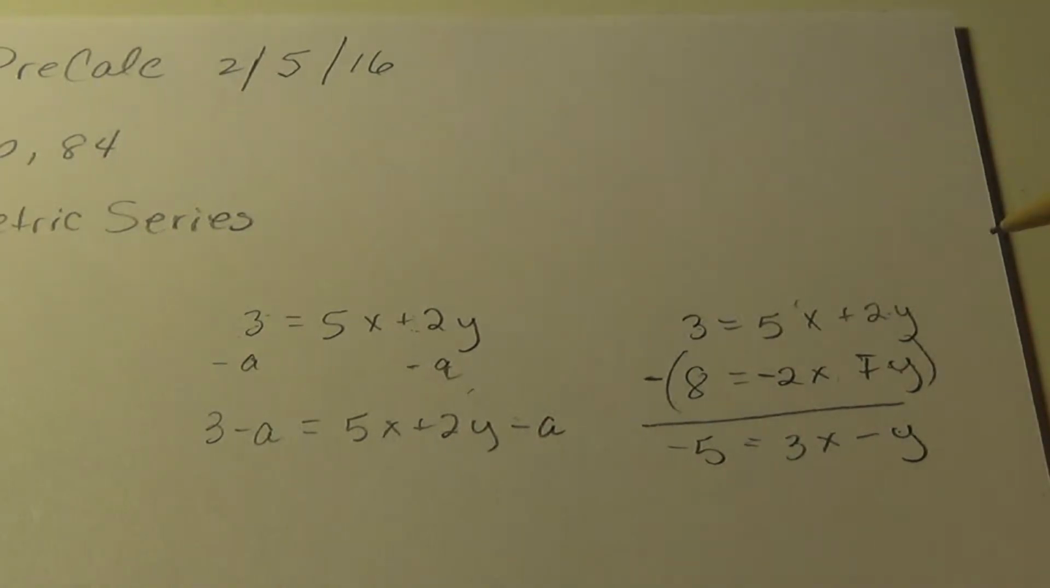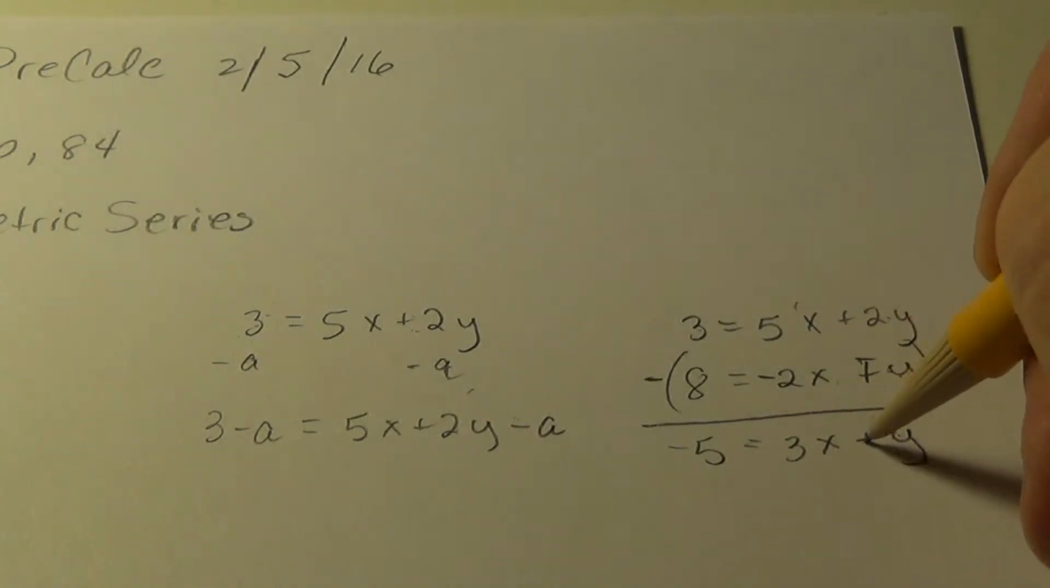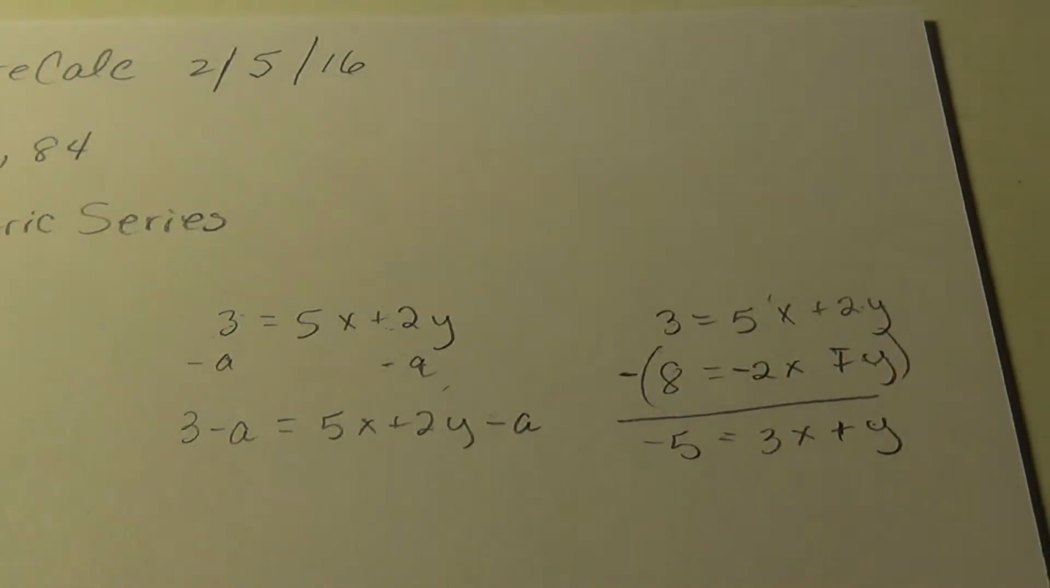Alright, just keep that in mind when we look at that. Oh, I'm sorry, this is 2y minus y, so it's 1y. Now it's just as true.